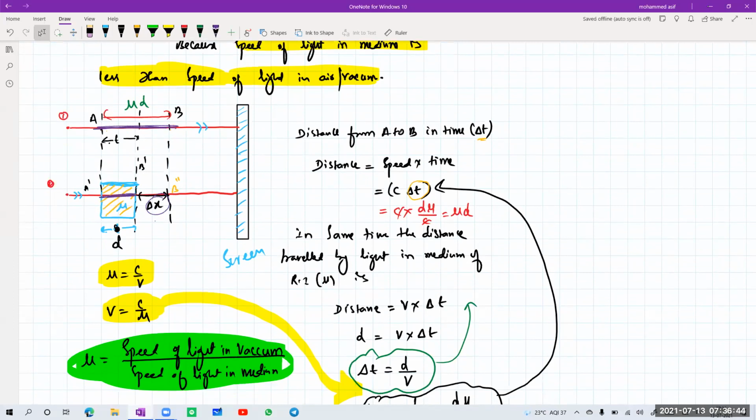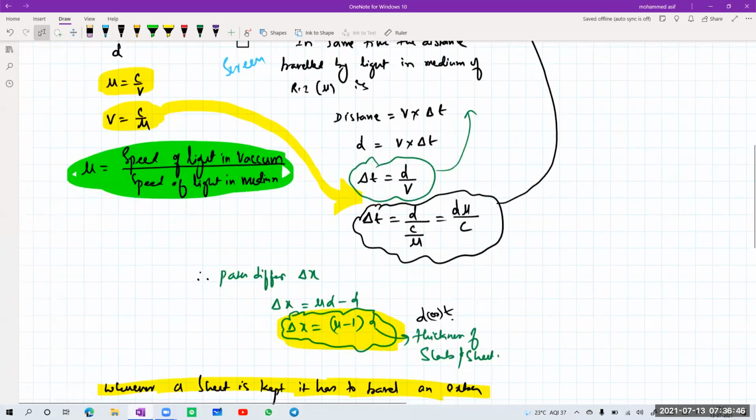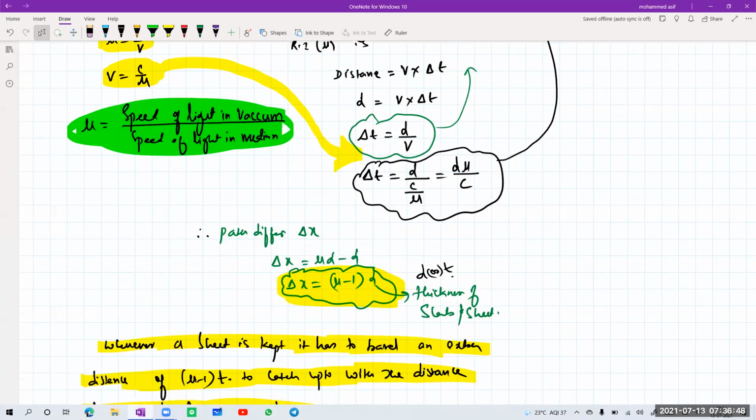So this is a very important formula, the optical path formula, which you will use regularly. Whenever a sheet is kept in front of the slit S1 and S2, the path difference is calculated by the formula mu minus 1 into t. Sometimes this t is represented by d, so don't get confused. So delta x is also equal to mu minus 1 into thickness. Since we also represent time by t, to avoid confusion we represented it with d. Here t is nothing but the thickness of the slab. Clear?